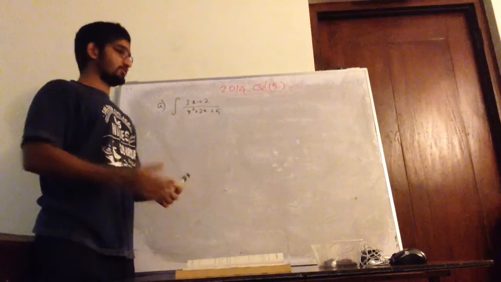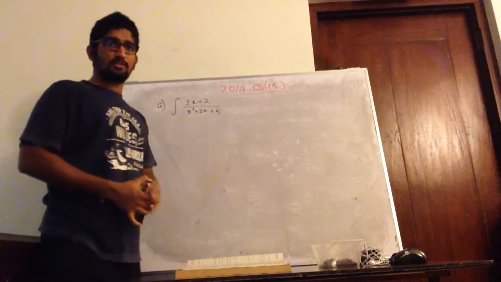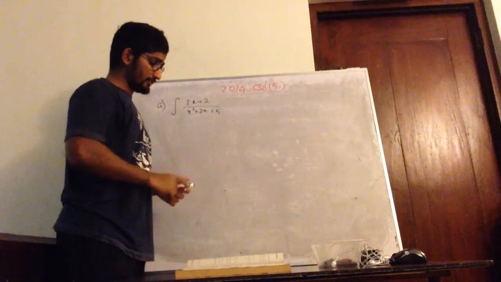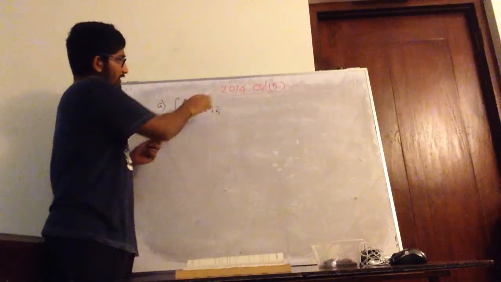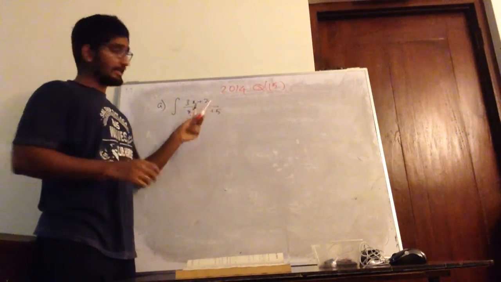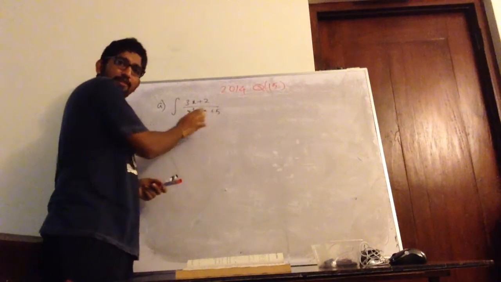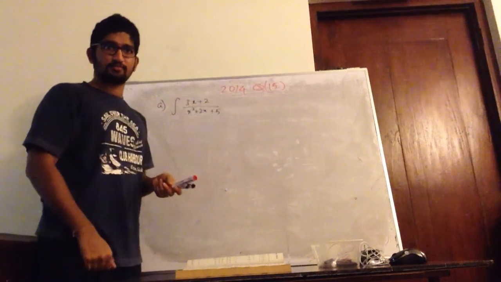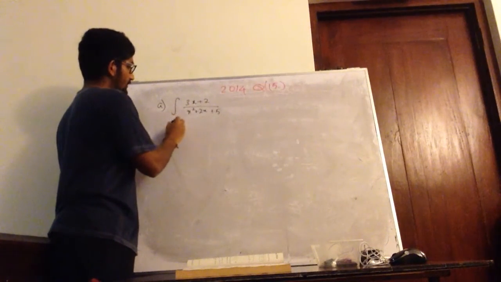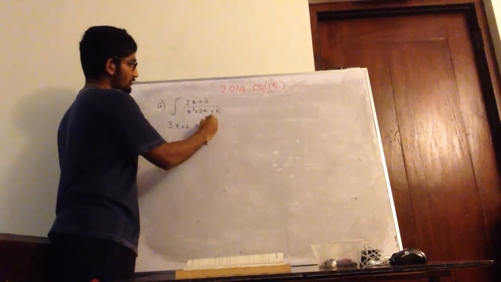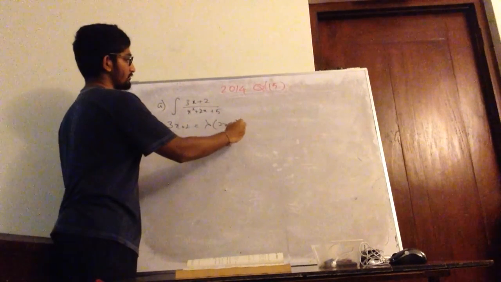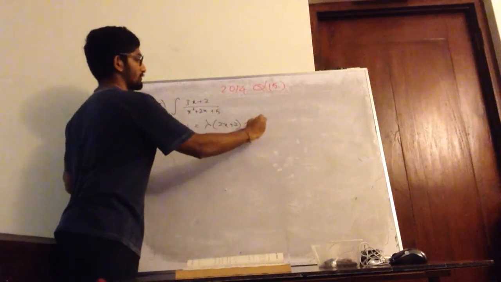Right, so the way I'm going to do this is I'm going to convert this part in terms of the differentiation of this part and another constant. So basically I'm going to write this as 3x plus 2 is equal to lambda times the differentiation of this, which is 2x plus 2, plus mu.